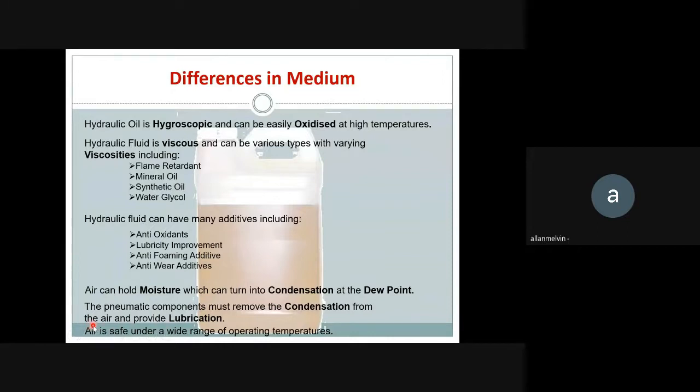So air is safe under a wide range of operating temperature. Okay, so in terms of safety, pneumatic is much better in terms of safety because compressed air can be used in a wide range of operating temperature. Being different temperature also it can be used. Okay, unlike hydraulic, hydraulic is okay, just you need to make sure you control certain parameters using certain mechanism, then it will be fine.